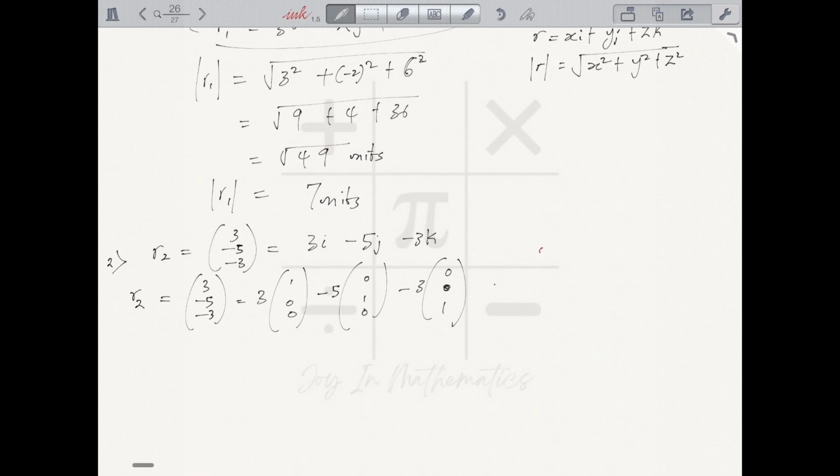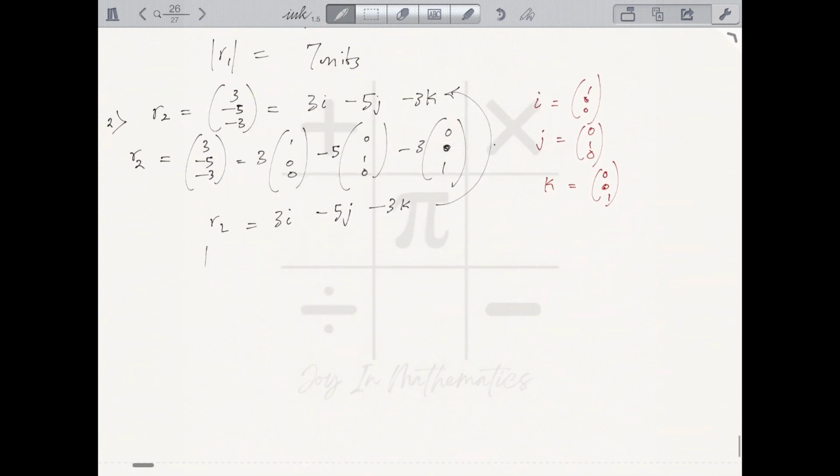that i in 3D is equal to (1, 0, 0), j in 3D is (0, 1, 0), and k in 3D is (0, 0, 1). So with that done, we can say this is simply 3i minus 5j minus 3k, just as we have here.